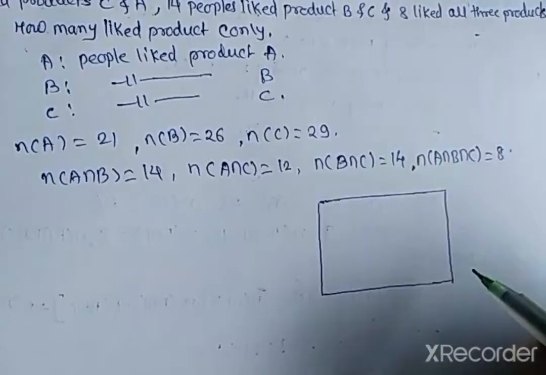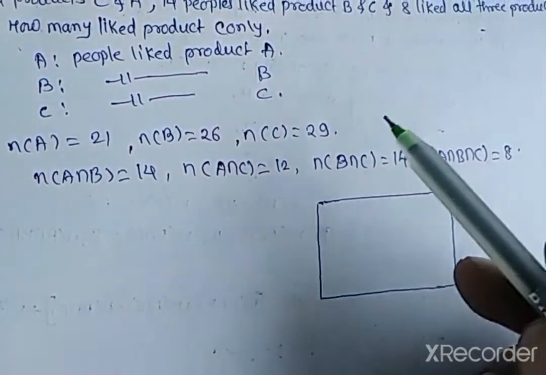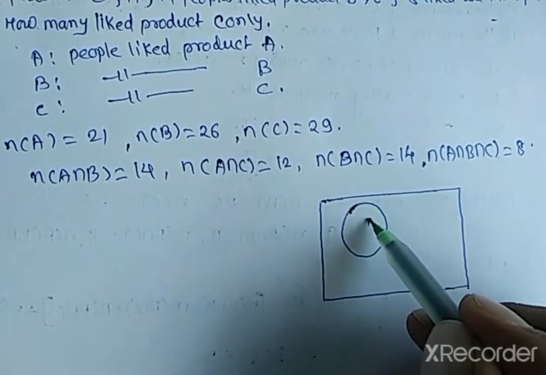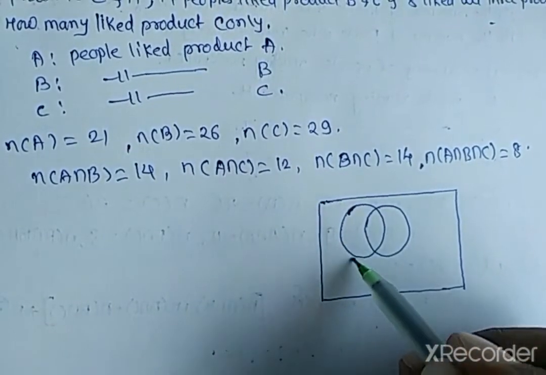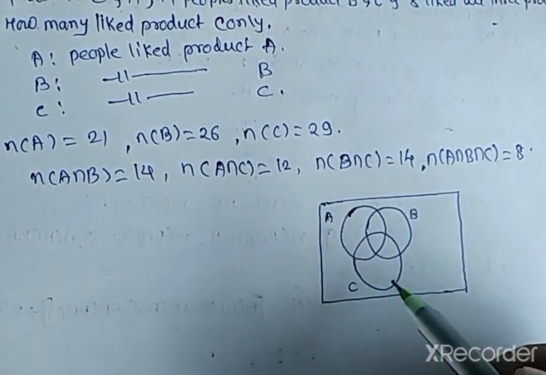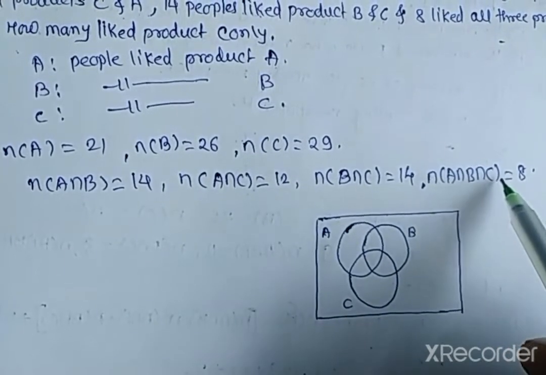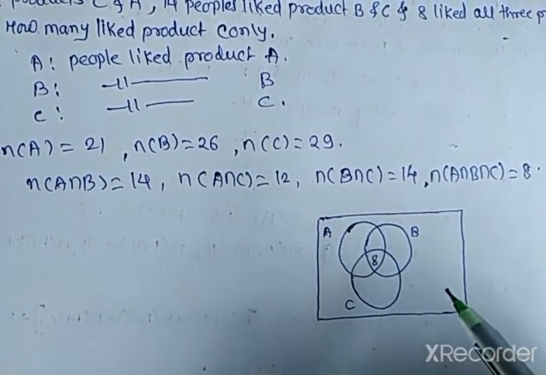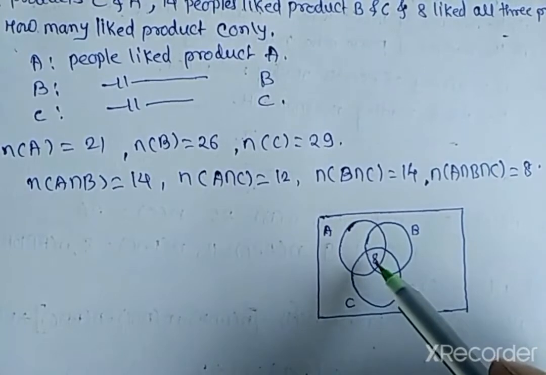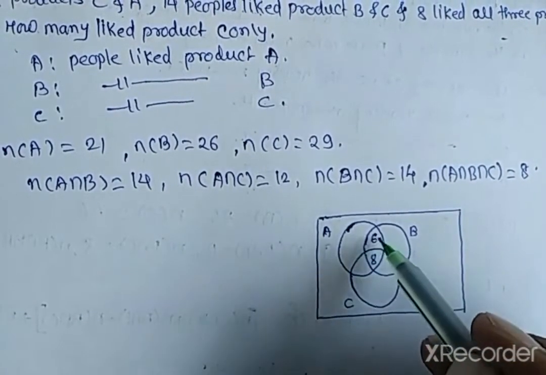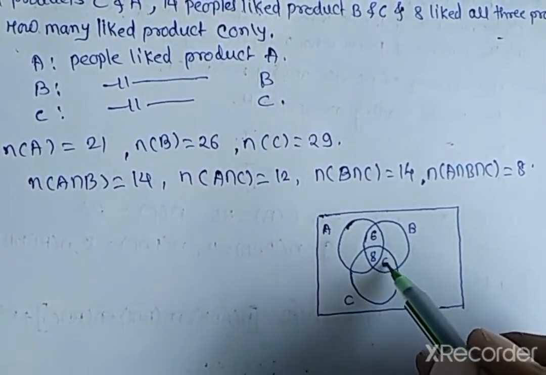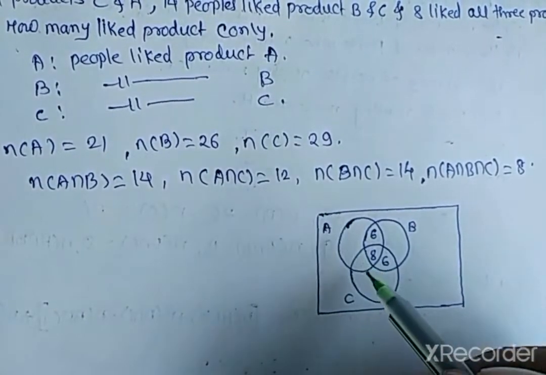Okay, we draw a Venn diagram related to the given data. Here there are 3 sets, A, B and C. Okay, A set, B set and C set. We start from the intersection of all 3, which is 8, the common part of A, B, C. Next, A intersection B is 14, so 14 minus 8 leaves only 6 here. Similarly, B intersection C is 14, 14 minus 8 is again 6, and similarly A intersection C is 12, 12 minus 8 is 4.